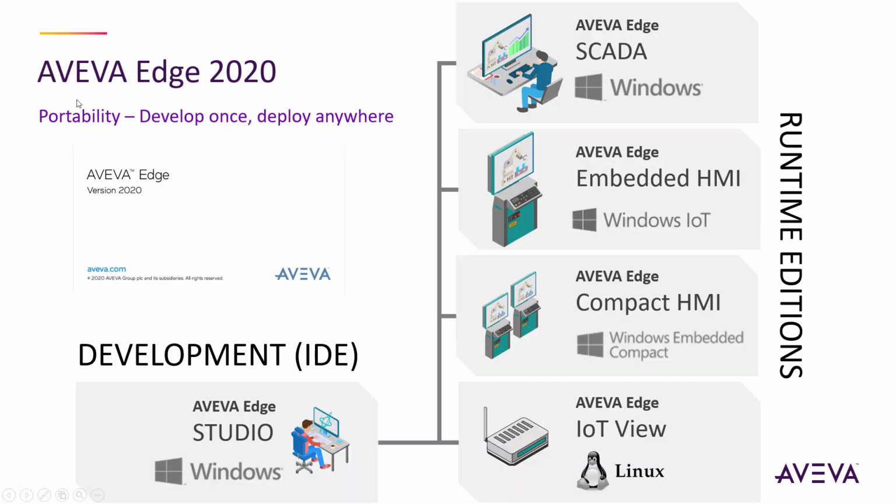What we're talking about here with AVEVA Edge 2020 is that we've got the development environment, and then you can deploy to different runtimes. The runtime we're talking about for this first iteration of industrial graphics, and by the way, if I didn't mention this before, industrial graphics were formerly known as ArchestrA Graphics, is AVEVA Edge SCADA, meaning the Windows desktop and server runtime environments.